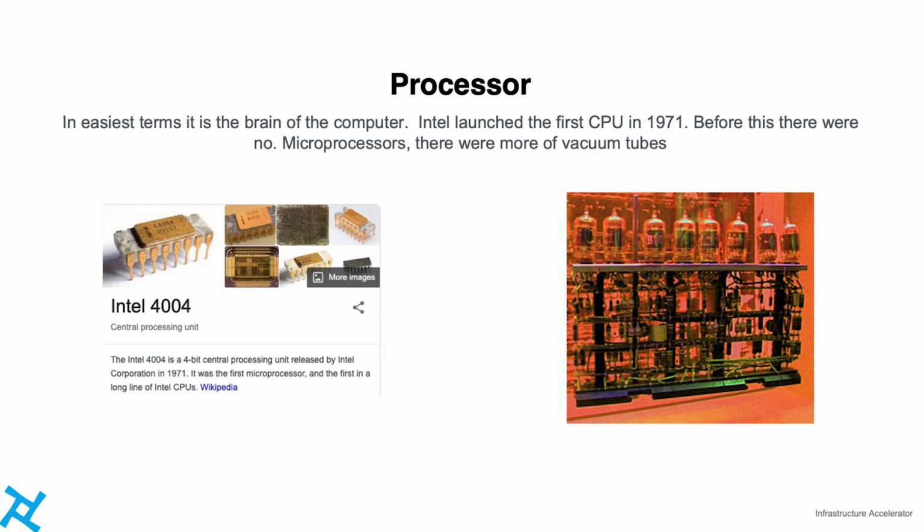But on the left hand side, this is the 1971 first microprocessor which Intel made. Intel 4004 is a 4-bit central processing unit released by Intel in 1971. It was the first microprocessor and the first in a long line of Intel CPUs. So this is the difference. I am pretty certain this Intel 4004 chip which you are seeing there is a lot more powerful than the vacuum tubes which you are seeing on the right hand side.